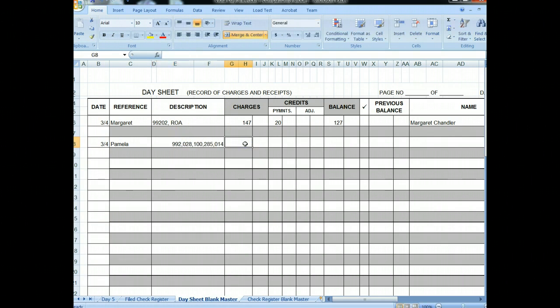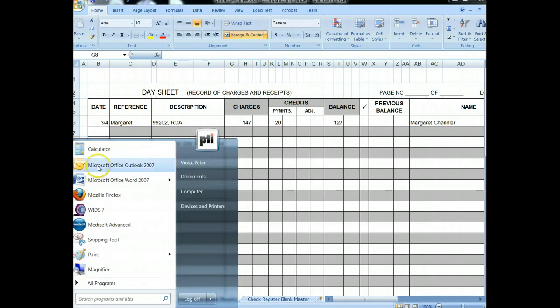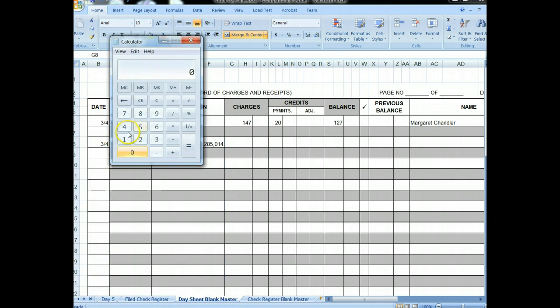Okay, so if I pull the calculator up here, we had $147 for the office visit. The urine analysis without microscopy is $9. And then the HCT, the hematocrit, is $7. So we have a total of $163.